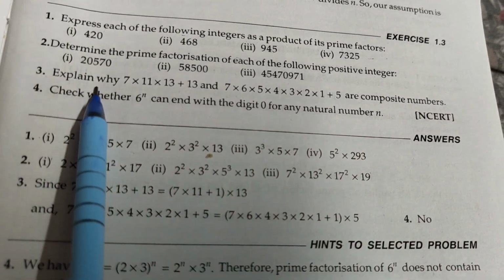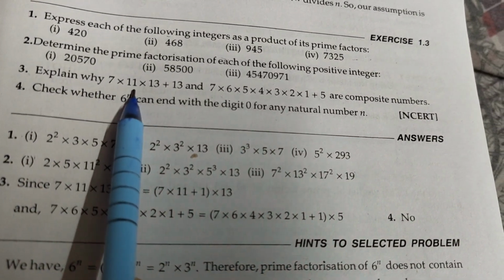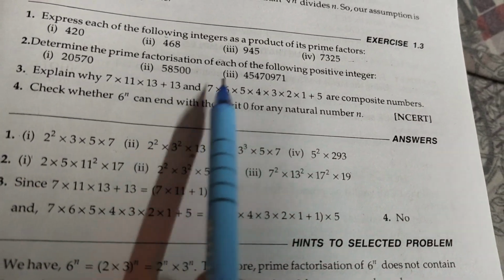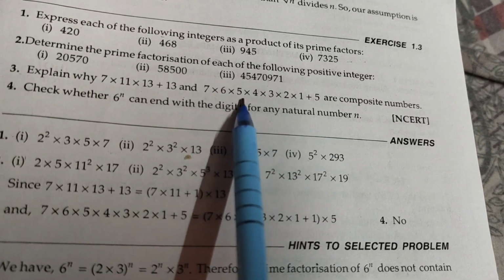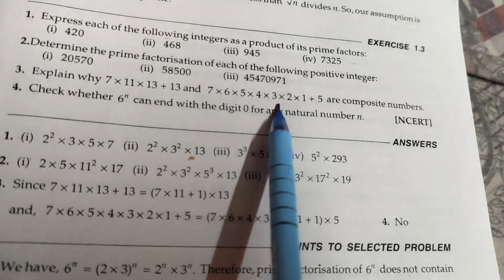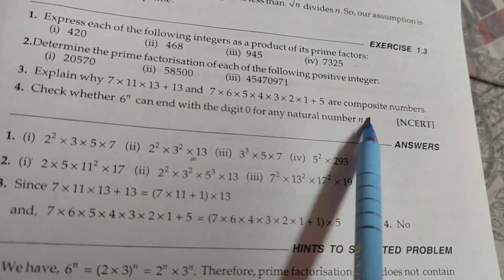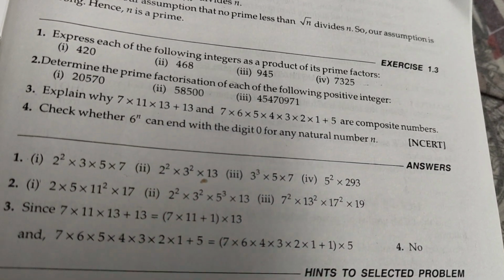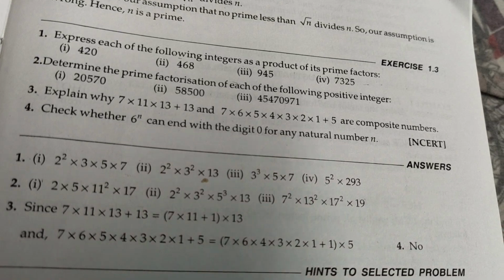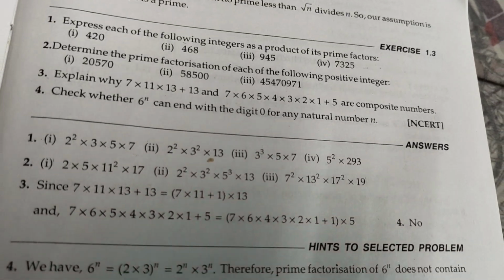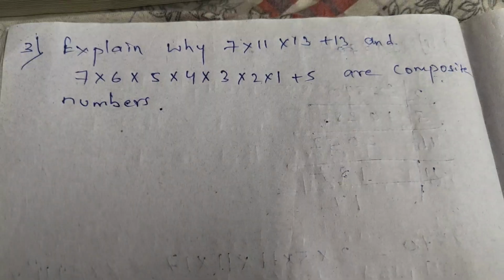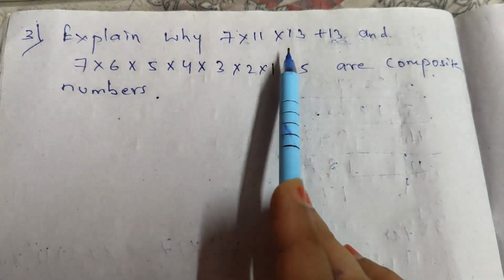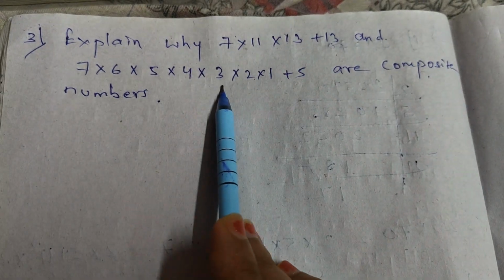Question number 3. Explain why 7 into 11 into 13 plus 13 and 7 into 6 into 5 into 4 into 3 into 2 into 1 plus 5 are composite numbers. So here we have to explain why these two numbers are composite numbers. Okay, let's see. Here two conditions are given. One is this and the other is this.